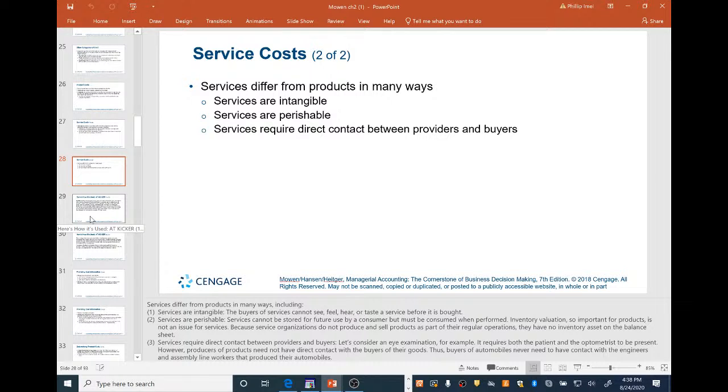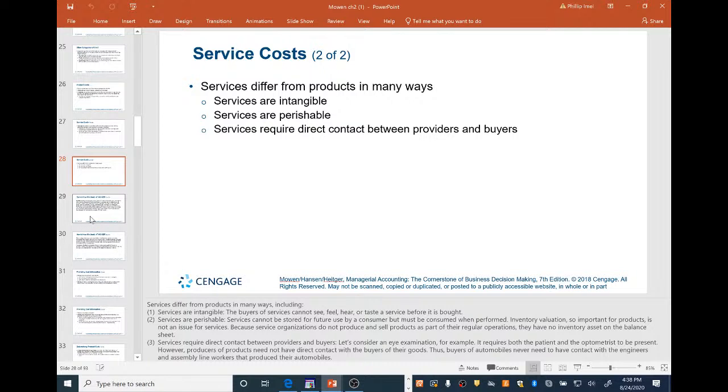So service costs are different from products in many ways. First of all, services are intangible. What does intangible mean? You can't touch, feel, or see them. It lacks physical substance. Whereas something tangible is like this desk, a vehicle, or a computer, something with physical substance. So there's a difference between intangible and tangible.